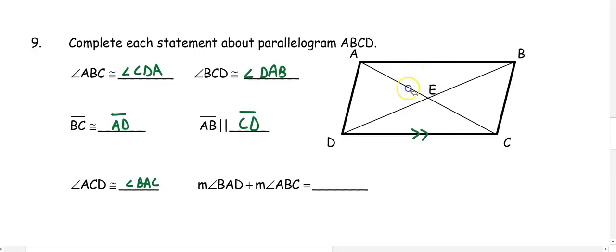And in the last problem, we have that angle BAD plus angle ABC is equal to what? Well, they're next to each other, so they're consecutive angles. Remember that consecutive angles are supplementary, so they're equal to 180 degrees.